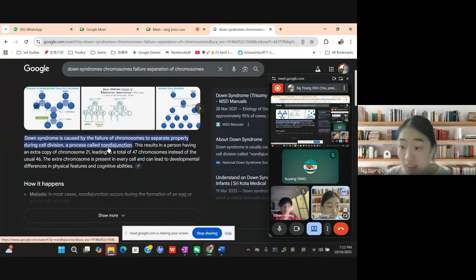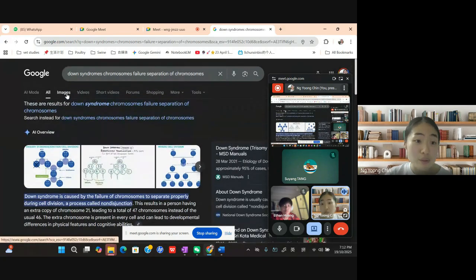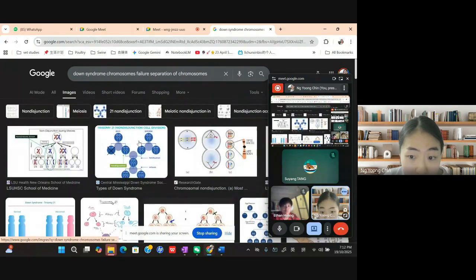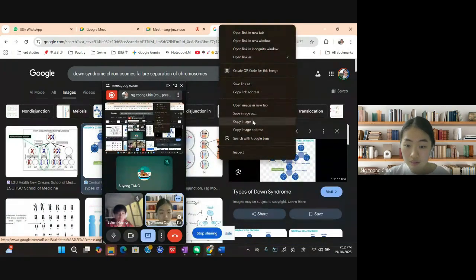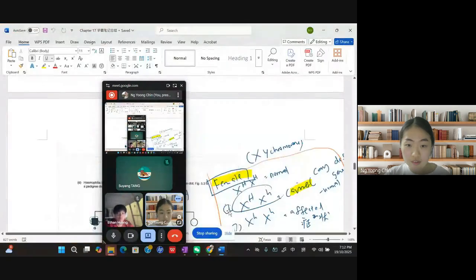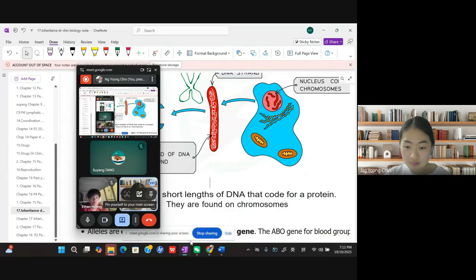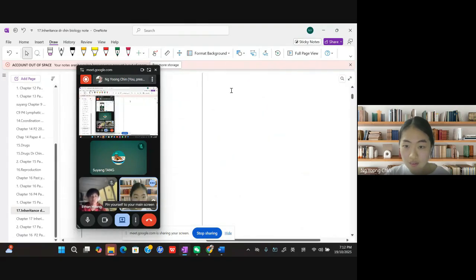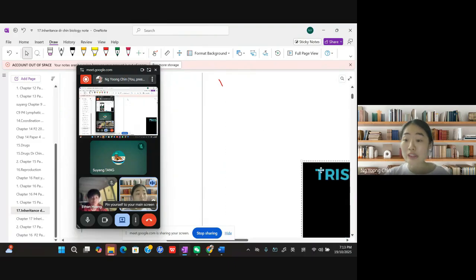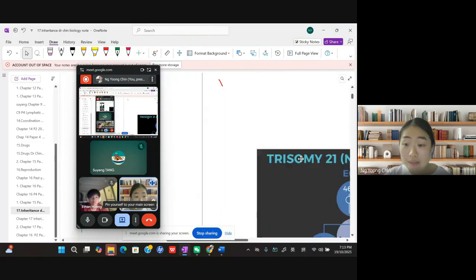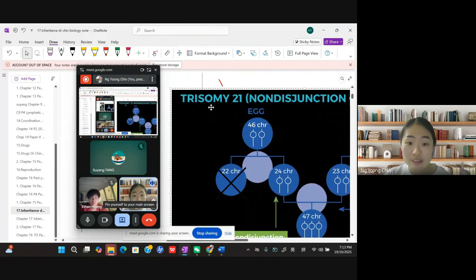So this is known as non-disjunction. Actually, this is not included in your syllabus, but I just let you know. So like this, we call it trisomy 21. We call it trisomy 21 because this kind of non-disjunction happens at chromosome number 21.